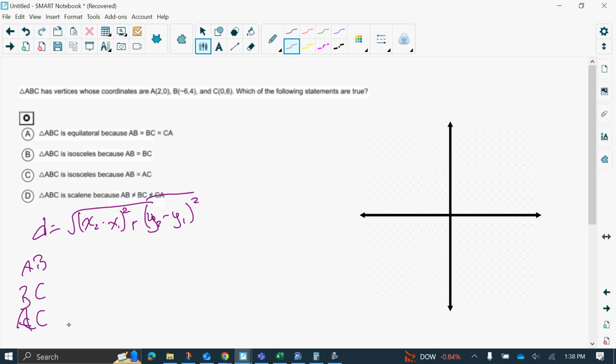Or you can do this on the graph. So on the graph, we sketch it out at 2, 0, negative 6, 3, 4, 5, 6, 1, 2, 3, 4, and 0, 6, 1, 2, 3. So that's C, B, A. See, can't draw a straight line.